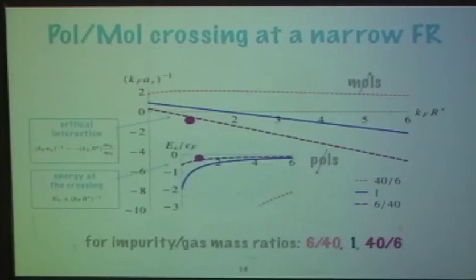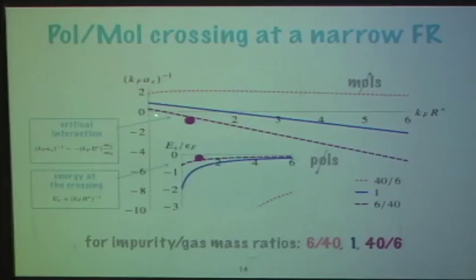So this slide here shows the polaron-molecule crossing at a narrow Feshbach resonance. I show 3 lines describing various mass ratios. The blue line is equal masses, while the violet and the pink describe respectively the case of... I think I mixed them up. So this is the case of one impurity of lithium, of potassium. So a heavy impurity, equal masses, and a light impurity.